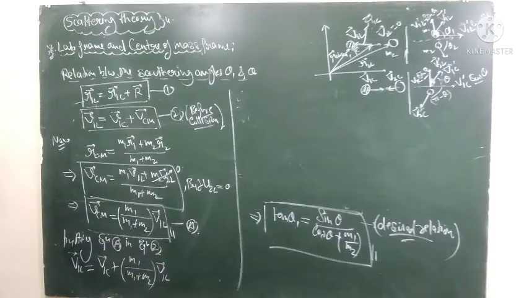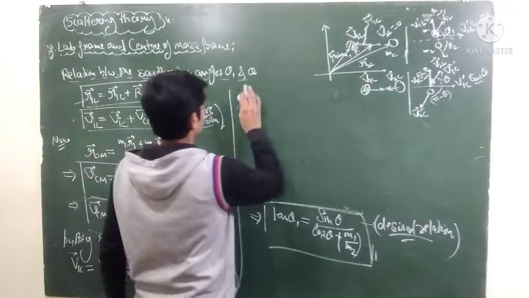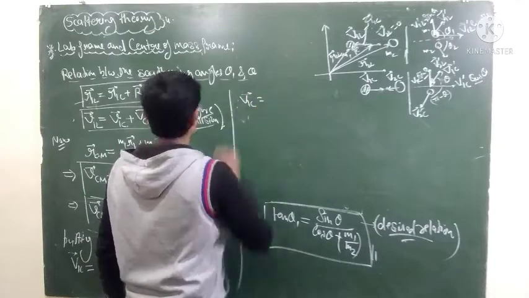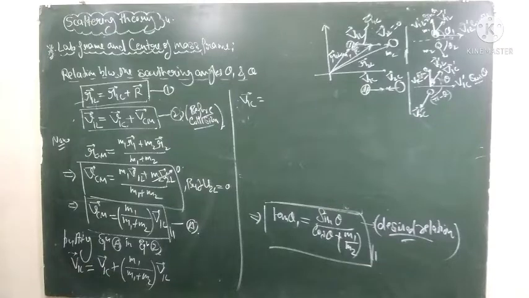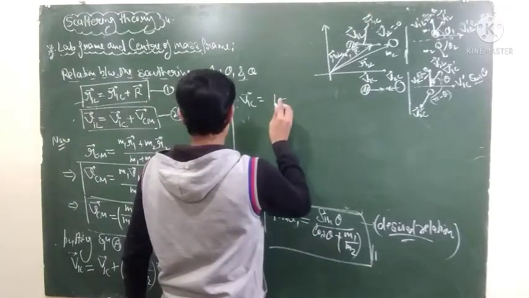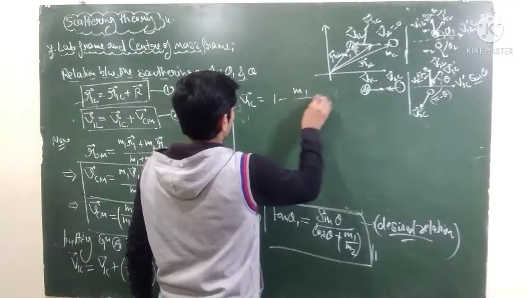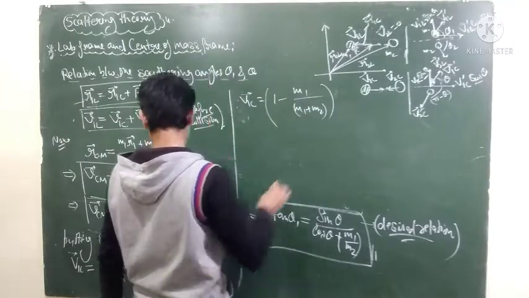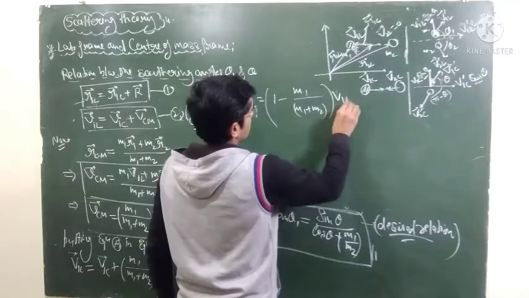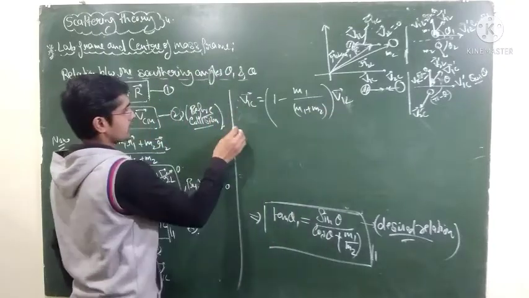So you can just simplify the equation, and it will be V1C, which will be equal to, you can just take this particular term on the left hand side, and it will be 1 minus M1 over M1 plus M2 into V1L, right?